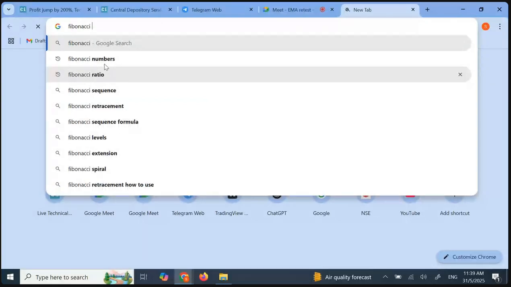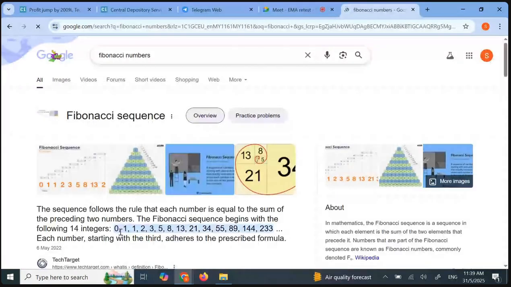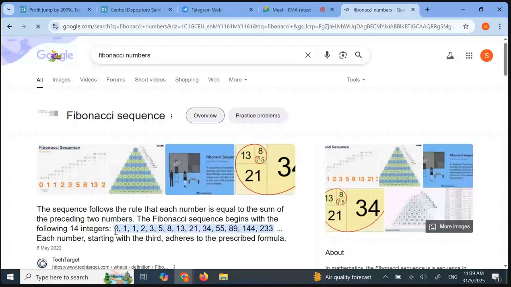So if you see Fibonacci numbers, we will follow this sequence. 55 was one of the Fibonacci numbers, so that is why I chose 55. So if a stock moves up by 35% or 34%, or if it moves up by 55%, or if it falls down by 55%, all those points we can actually choose to exit part of our portfolio.